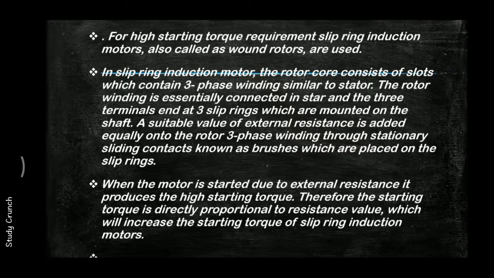For high starting torque, requirements of slip ring induction, also called as wound rotor, are used. In slip ring motors, the rotor core consists of slots containing three-phase windings similar to stator. The rotor winding is essentially connected in star and three-phase terminal, and three slip rings which are mounted on the shaft. A suitable value of external resistance is added equally onto the rotor three-phase winding through stationary slip ring contacts known as brushes.